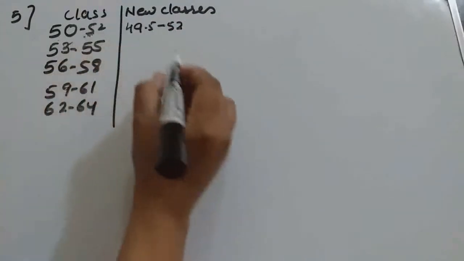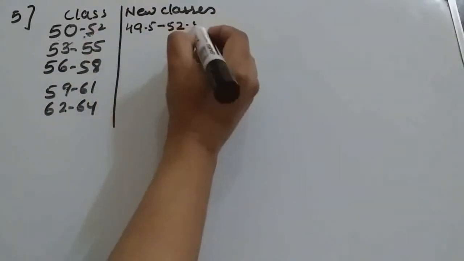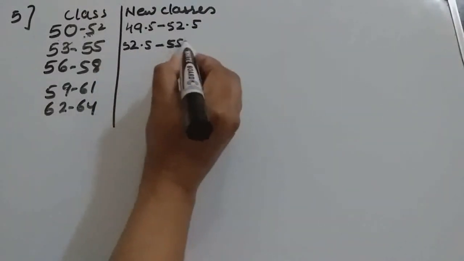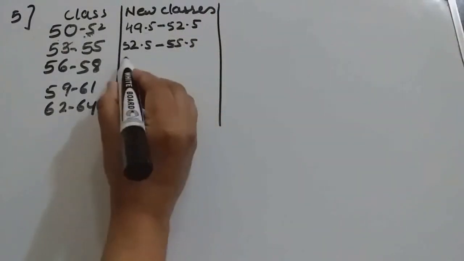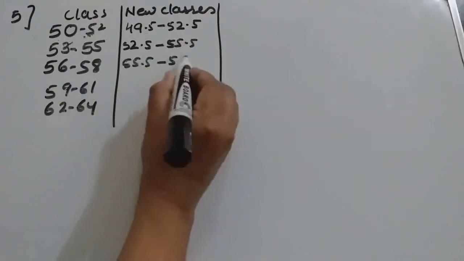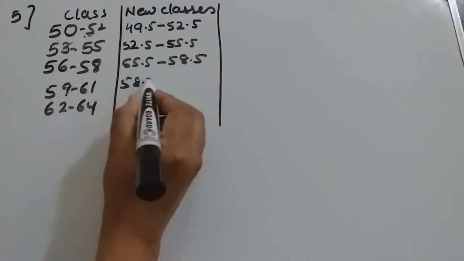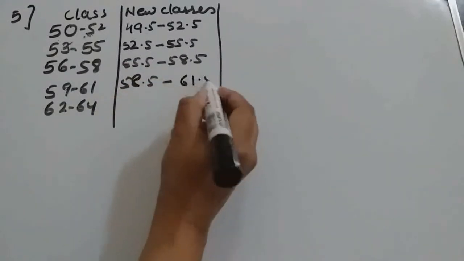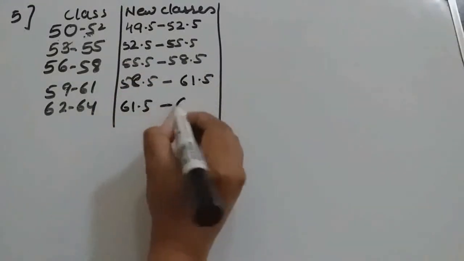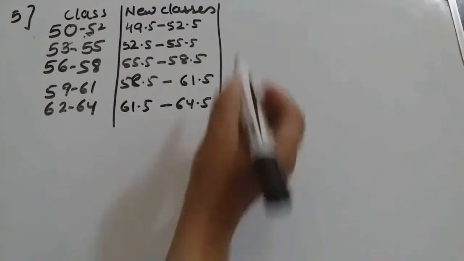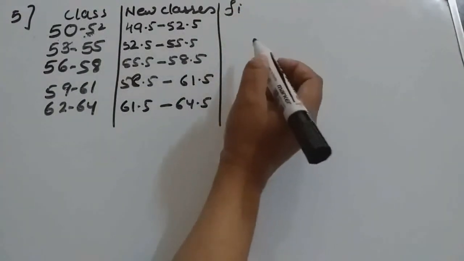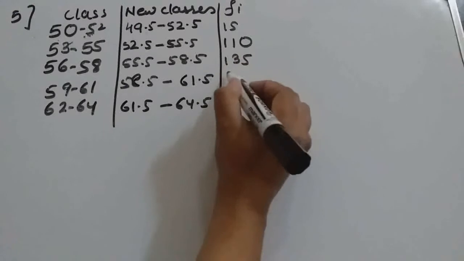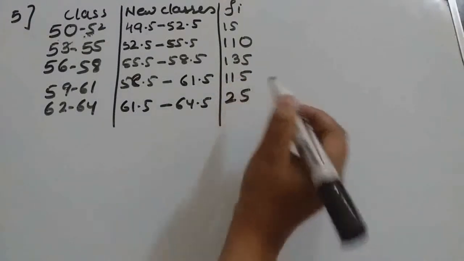Then 52 plus 0.5 will give 52.5. This will be 52.5, 55.5. Then 55.5, so 58.5, 58.5, then 61.5, 61.5, then 64.5. Okay, and the related Fi frequency is given: 15, 110, 135, 115 and 25.